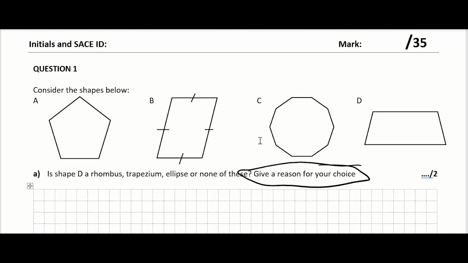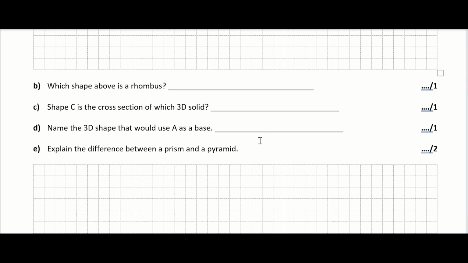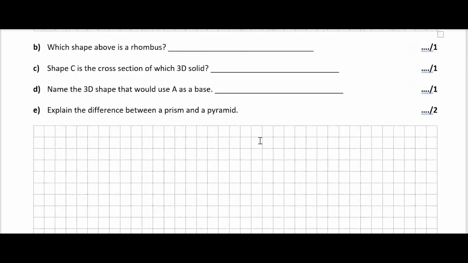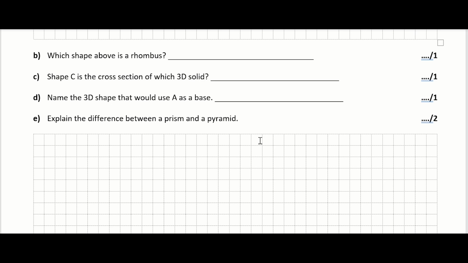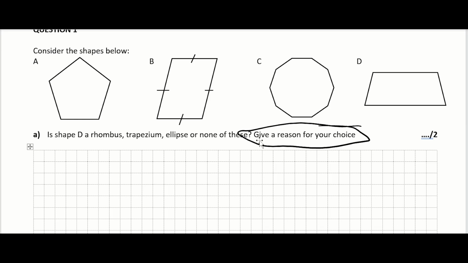All right, and then what you need to do is you look at shape C again. So it is a decagonal prism. A bit of a mouthful to say, like we discovered in class yesterday, but that's all right. Name the 3D shape that would use A as a base. Okay, this is where it's important to distinguish. It's asking you as a base. Generally, the 3D shape that uses a base is a pyramid. So shape A as a base would be a pentagonal pyramid.